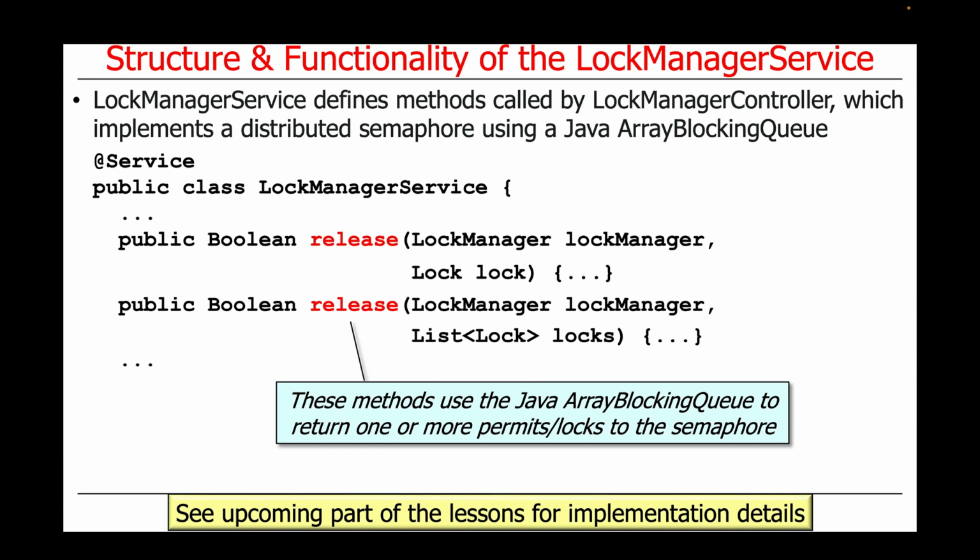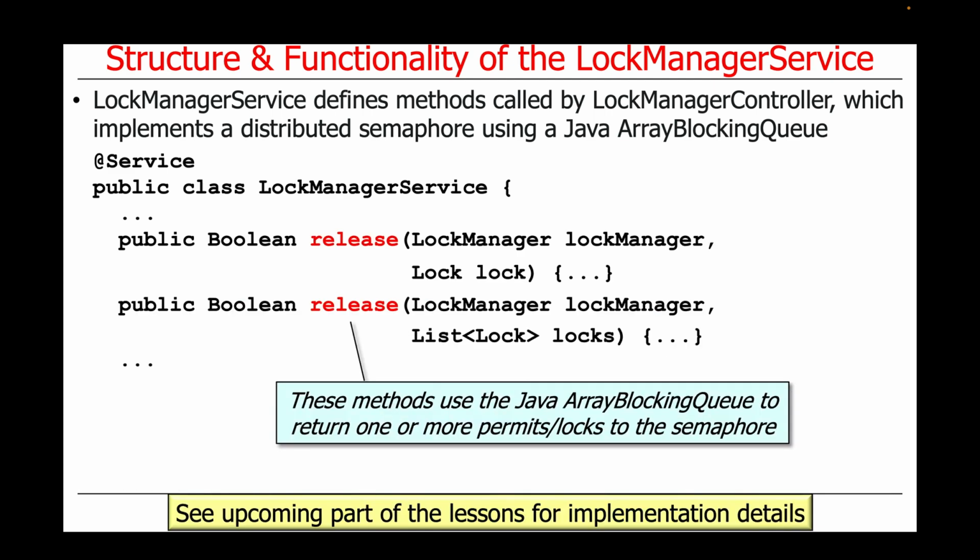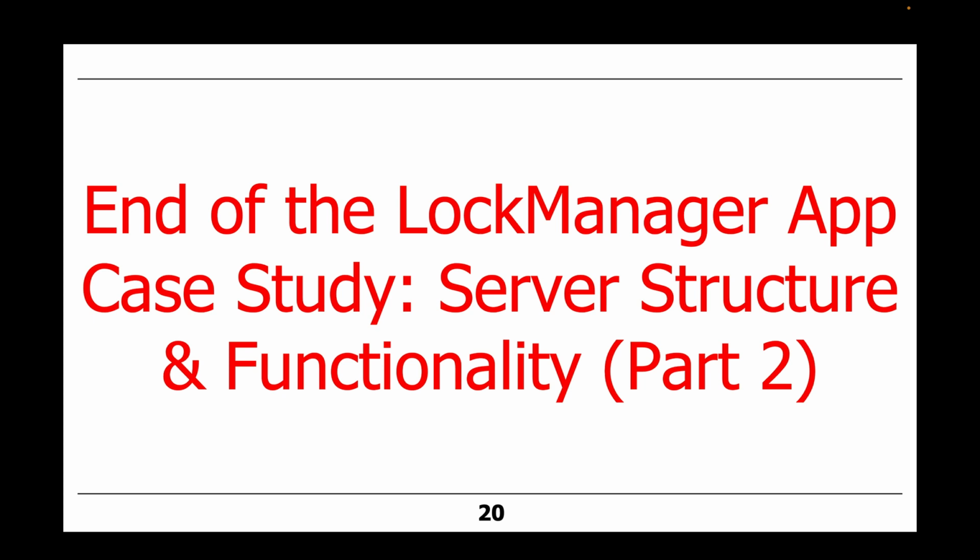There's also a pair of release methods that use the Java ArrayBlockingQueue to return either one or more permits or locks to the semaphore. And we'll talk about that in more detail in upcoming parts of the lesson. You can see here that one of these returns one lock and the other is used to return a list of locks. Obviously, that list of locks would have been acquired using this version of acquire. So that walks through part 2 of the server structure and functionality in our LockManager app case study.